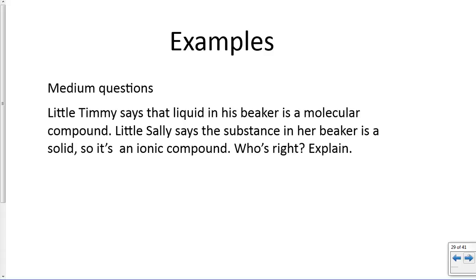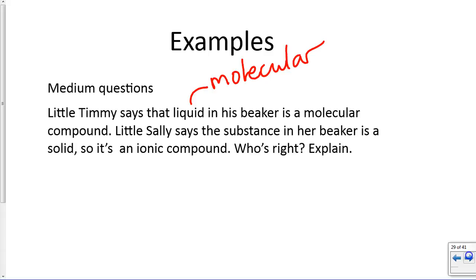What we have to look at here is molecular compounds have what kind of bond? Stronger or weaker? It should be weaker. So, again, we're going to assume that it's at room temperature in this question. We would end up assuming that it should be a liquid. Okay? If it's a liquid, it can only be molecular. So in this case, little Timmy, I would say, is correct. Exactly. Let's look at little Sally.